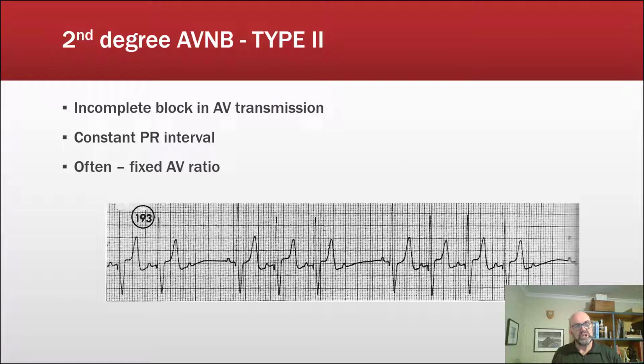So this moves us on to second degree AV nodal blocks that are type 2. And the type 2 block is another example of incomplete conduction between the atria and the ventricles. With this type of block, we also see a dropped QRS complex, but we also see a constant PR interval. This block often produces a very consistent AV conduction ratio, and the common ones are 4 P waves to 3 QRS complexes, or 3 P waves to 2 QRS complexes. And this strip here shows a 4 to 3 conduction ratio.